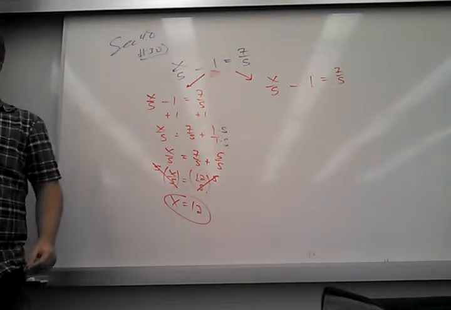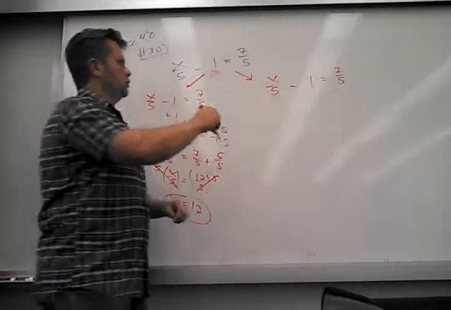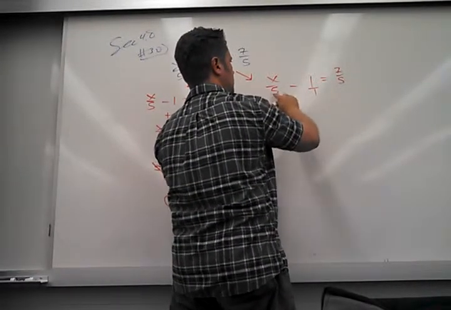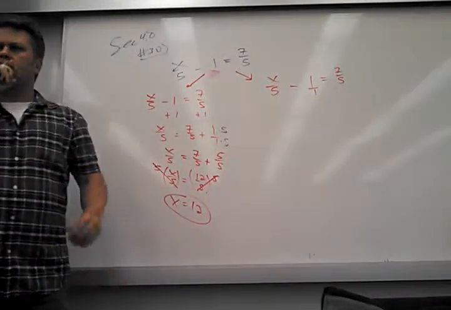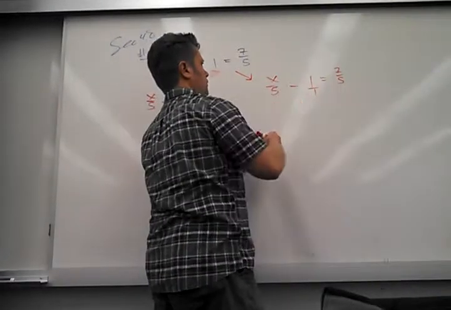I mean not the way the book shows it. Don't multiply by the LCD. You could if you want to. If you like that way, great. But the way that actually works a little bit better in general is to make everything have the same denominator first. So what does this one need? 5. Yeah.